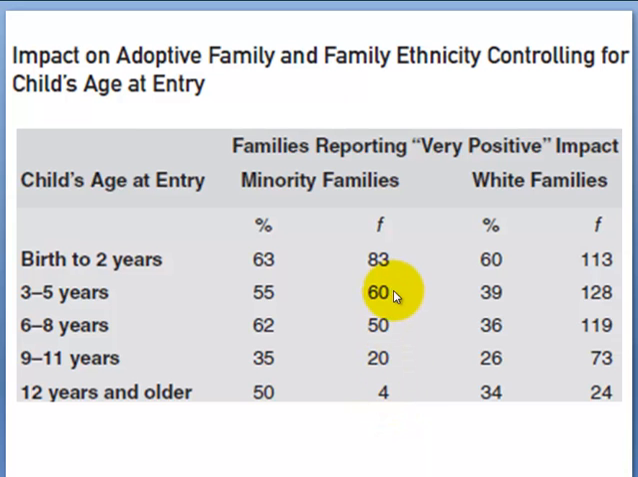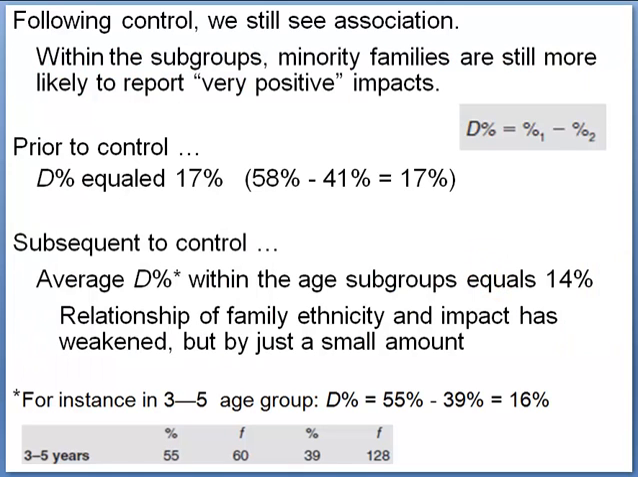Now one age group does show results that differ some from the patterns that we've just been seeing, and that is the birth to 2-year-old group. The percentage difference here is quite small, only, as you can see, 3%. The top part of this slide summarizes what we've just been talking about. Within the subgroups, basically we're still seeing minority families reporting very positive impacts more often.